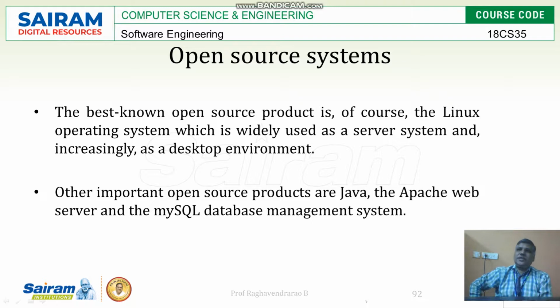The best example is the Linux operating system. Anybody can go and change even the operating system and the functionalities given in it. Other open source examples are Java, Apache Web Server, and MySQL. These are open source, and you can develop them in a still better manner than what exists now.